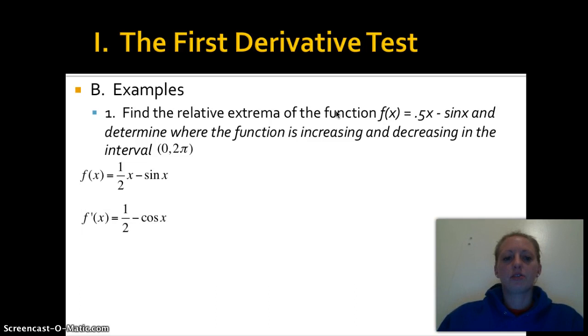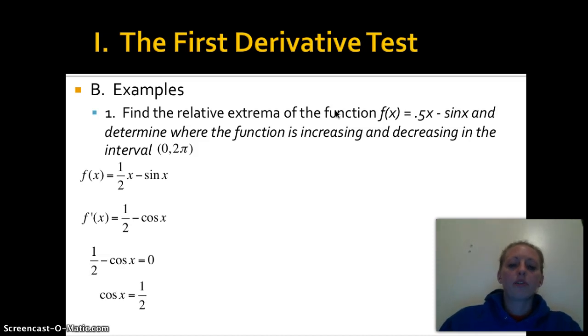Okay, first derivative: 1/2 minus cosine x. To find our critical values, we have to set that equal to 0 and solve for x. So remember, when we're solving for x, we're trying to see where cosine equals 1/2. What makes cosine equal to 1/2? Well, if you put pi over 3 or 5 pi over 3 in, you get 1/2 out.